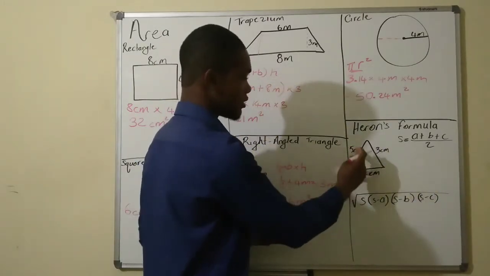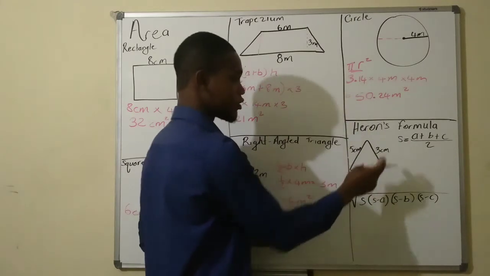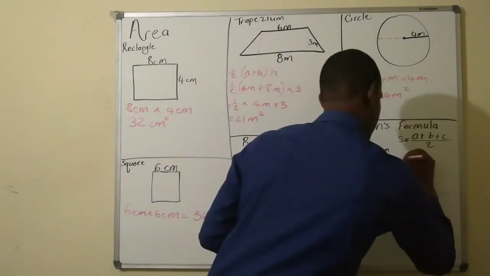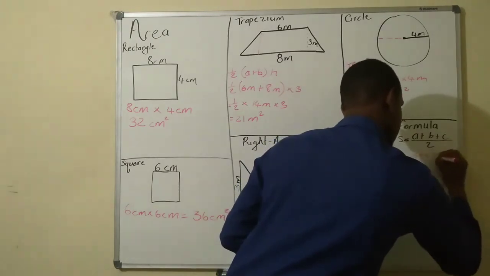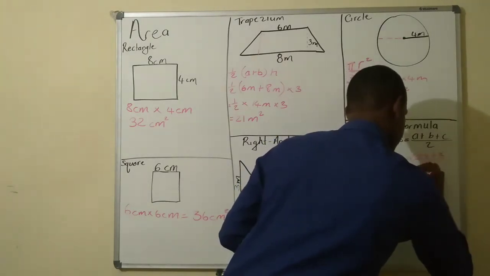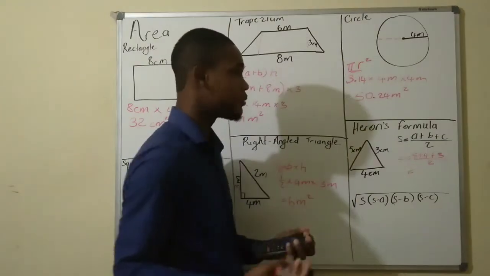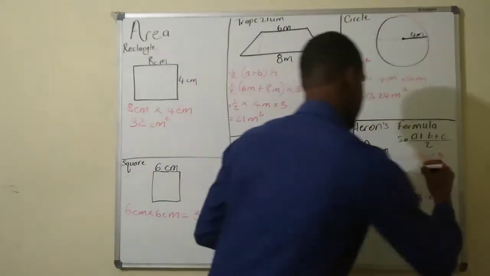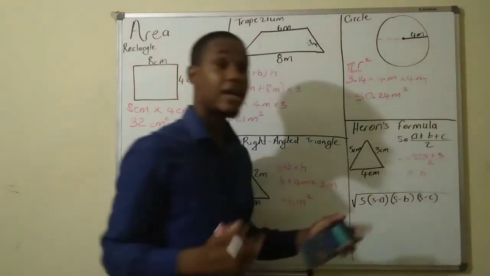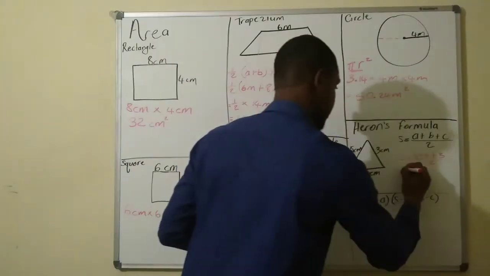Now when you add this, it would be 5 plus 4 plus 3 in order for you to get s. So 5 plus 4 plus 3, all divided by 2. So 5 plus 4 is 9 plus 3, that's 12. 12 divided by 2, that gives you 6. So s would be equal to 6.